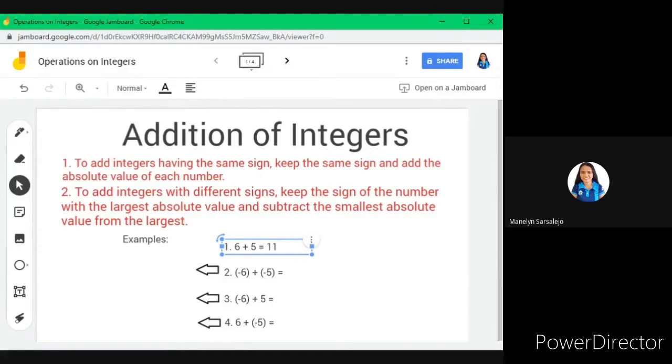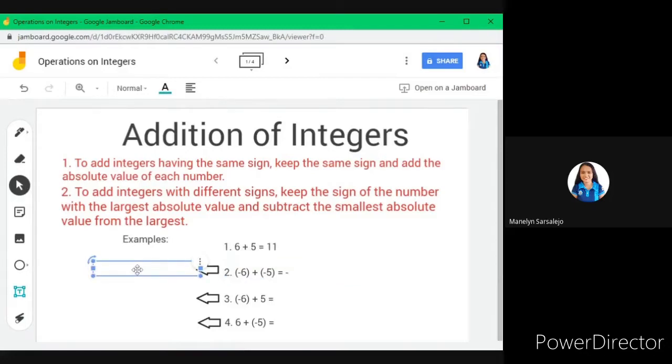Okay, that's it. Okay, let's have example number 2. Negative 6 plus negative 5. So, they have the same sign which is negative. So, we have to keep the sign. So, unsa man nga sign ang atong dapat nga ibutang sa atong answer? So, i-keep nato ang sign nga negative. And then, atong kuhaon ang mga absolute value sa kada number or sa kada integer.